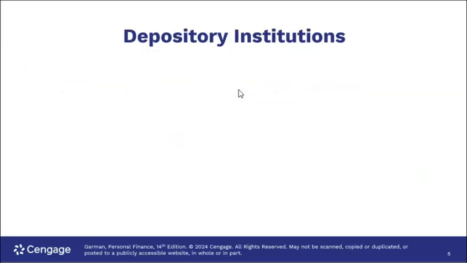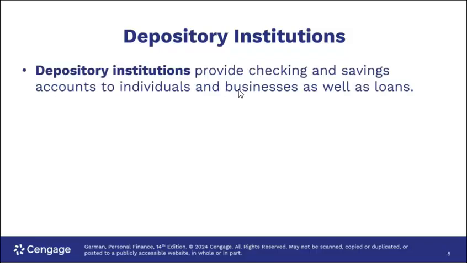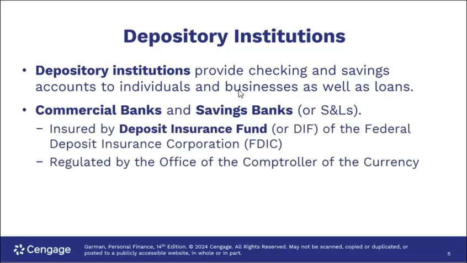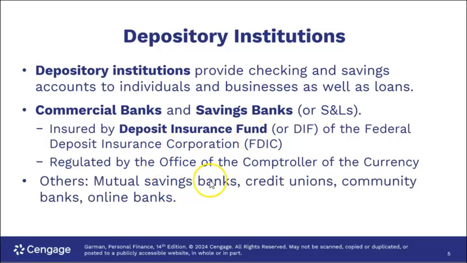So, depository institutions. Depository institutions provide checking and savings accounts to individuals and businesses as well as loans. Commercial banks, savings banks, or savings and loans, they're insured by the FDIC, or the Deposit Insurance Fund, which was created by the FDIC. They are regulated by the Office of the Comptroller of the Currency. Others include mutual savings banks, credit unions, community banks, online banks, so forth. I completely overlooked online banks. Online banks have grown by leaps and bounds in the past 20 years.